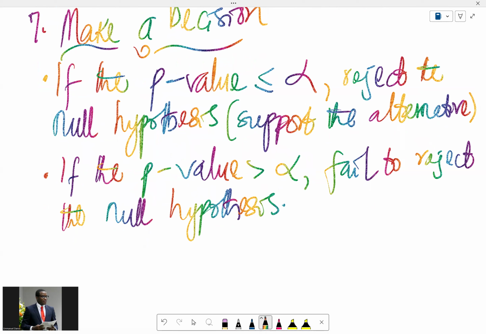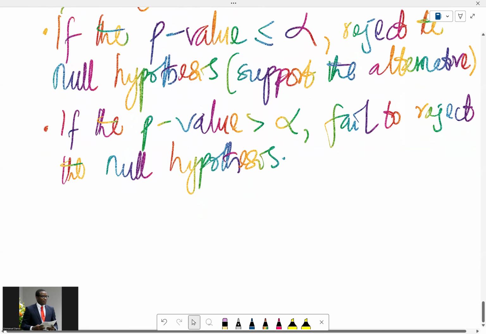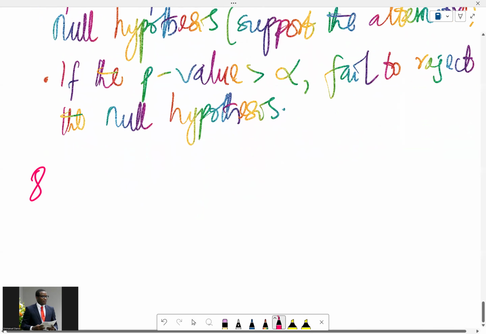I think the p-value is related with the test statistic. So once that is greater than the confidence level, because you don't want to exceed the confidence level, right? So once the p-value is greater than that, you fail to reject, you accept the null hypothesis. So after that, you can go to number 8, which is to draw a conclusion.